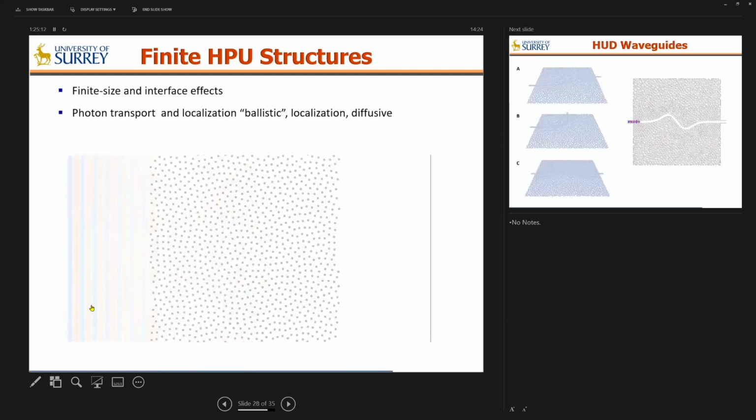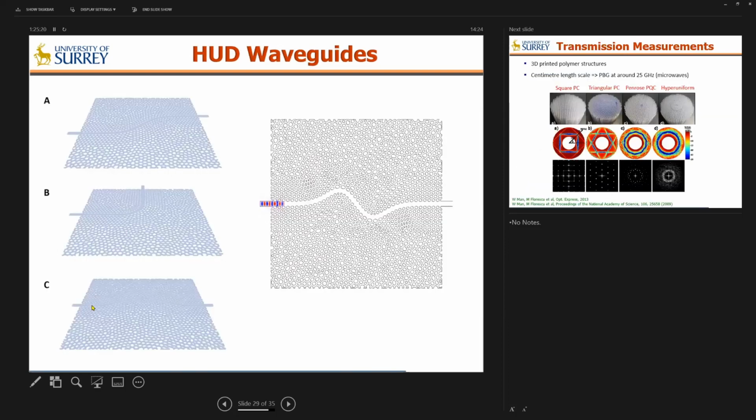And let's see if our animation works. Well, apparently not. The animation would have shown a propagation in this regime with nodal planes through the cylinders. What are possible applications of this? Well, imagine now I have a disordered surround in which I form a waveguide bending in completely arbitrary directions.